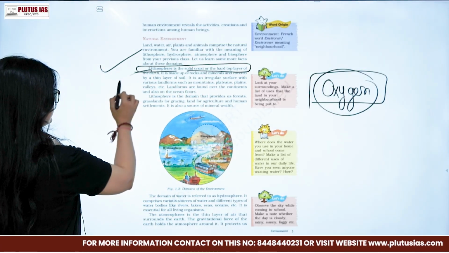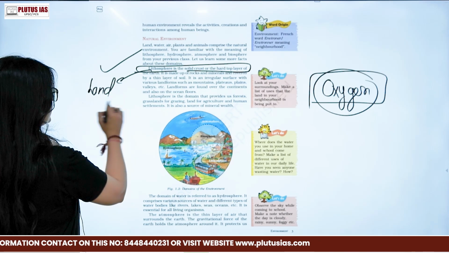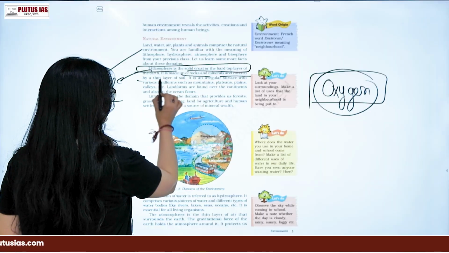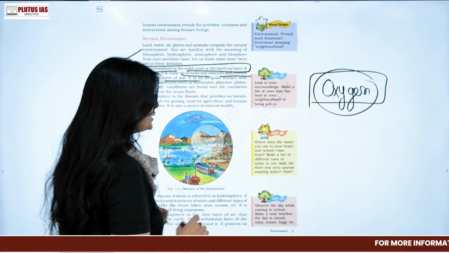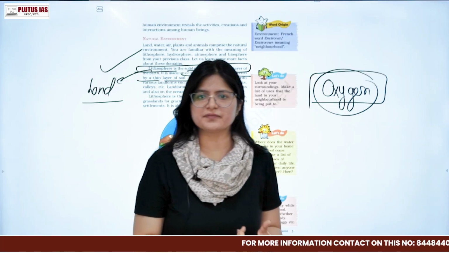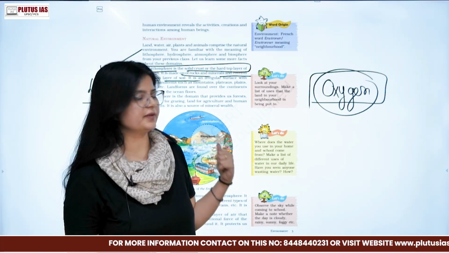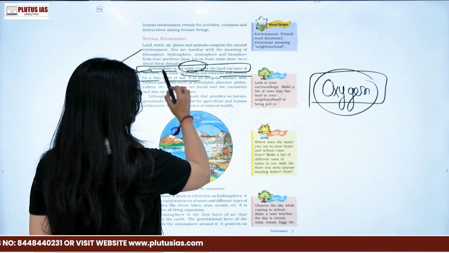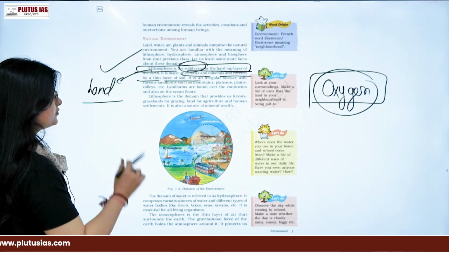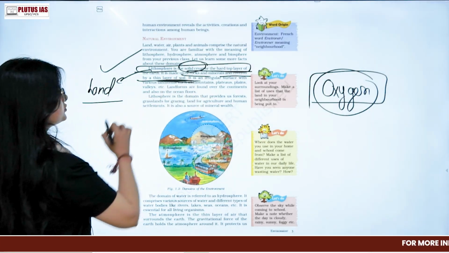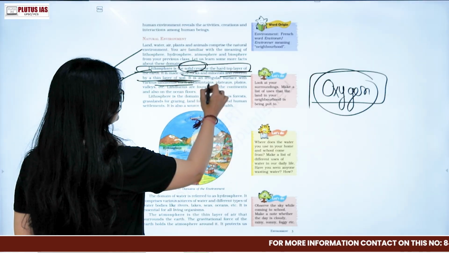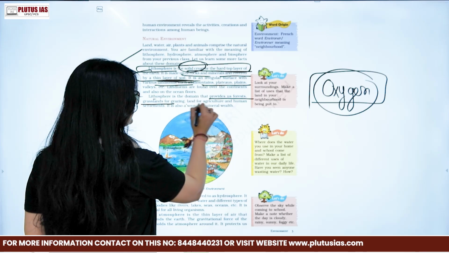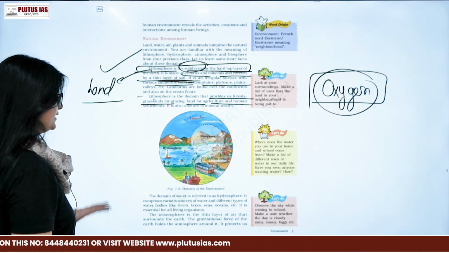So first we are taking the land. Lithosphere is constituting the most important part, and it's made up of rocks and minerals and covered by a thin layer of soil. The first things we have taken are lithosphere, biosphere and hydrosphere. I'll be explaining all of them one by one. The lithosphere consists of the crust and hard top layer of the earth. It is made up of rocks and minerals, and covered by a thin layer of soil. It is an irregular surface with various landforms like mountains, plateaus, etc. It is a domain that provides us forest, grassland for grazing, land for agriculture, etc.